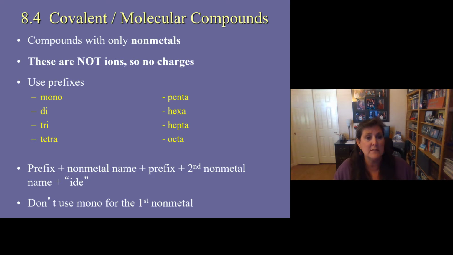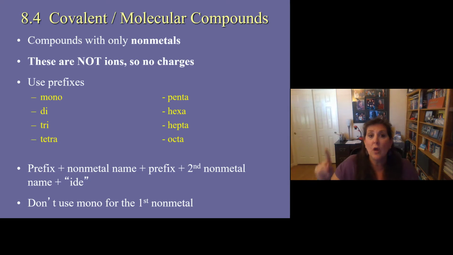Now to name a covalent compound, you look at the first nonmetal and how many there are and pick your prefix. So you have a prefix for that nonmetal with its name. Then you look at the second nonmetal and figure out how many there are and use a prefix for that number. And then the second nonmetal's name, except we do replace the ending with "ide," just like the metal compounds. Otherwise, that's the only similarity.